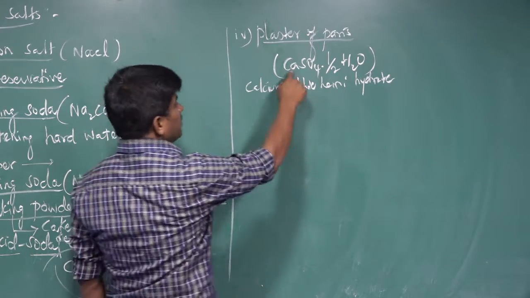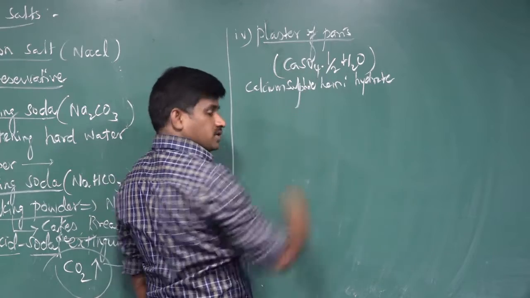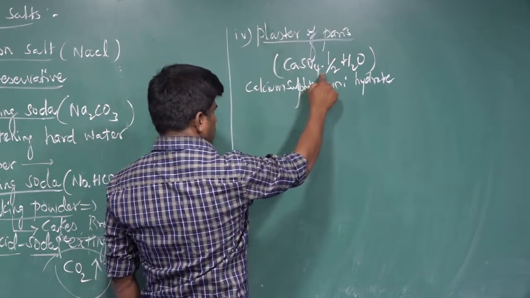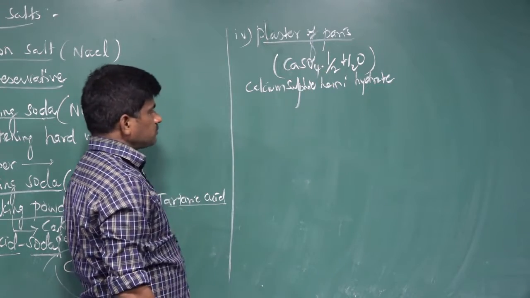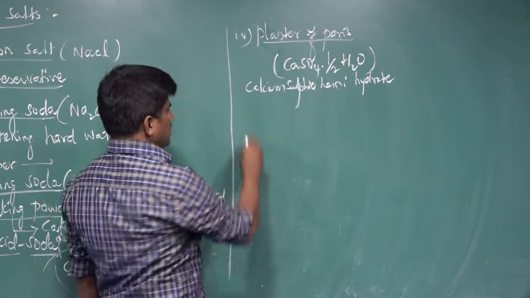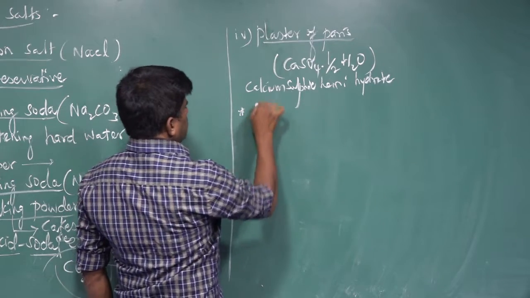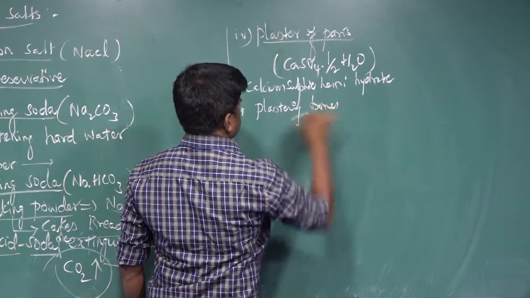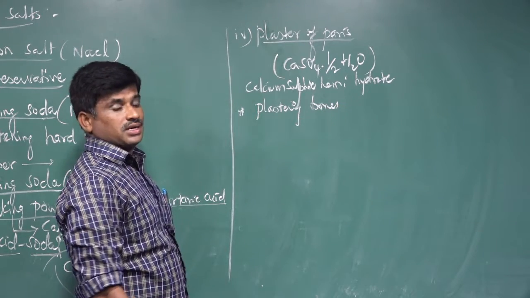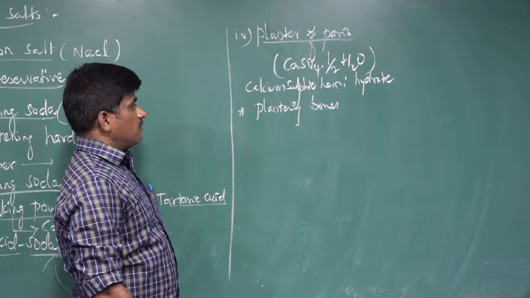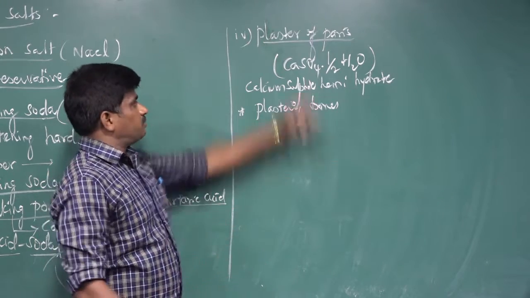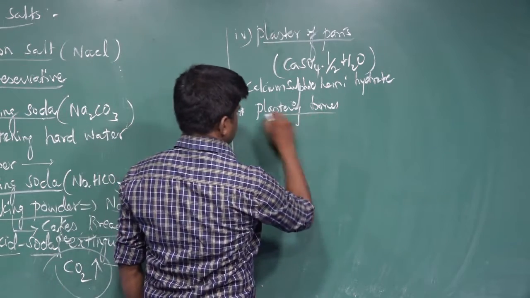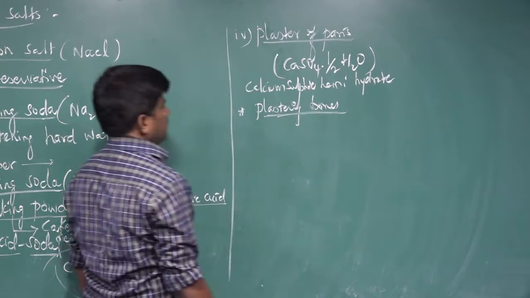To avoid confusion, note that CuSO4 dot H2O is different, as that is copper sulfate. Here, the plaster of Paris is calcium sulfate dot H2O. What is the use of plaster of Paris? It is used for plastering bones. When a bone is fractured in an accident, plaster of Paris is used for plastering the bones.